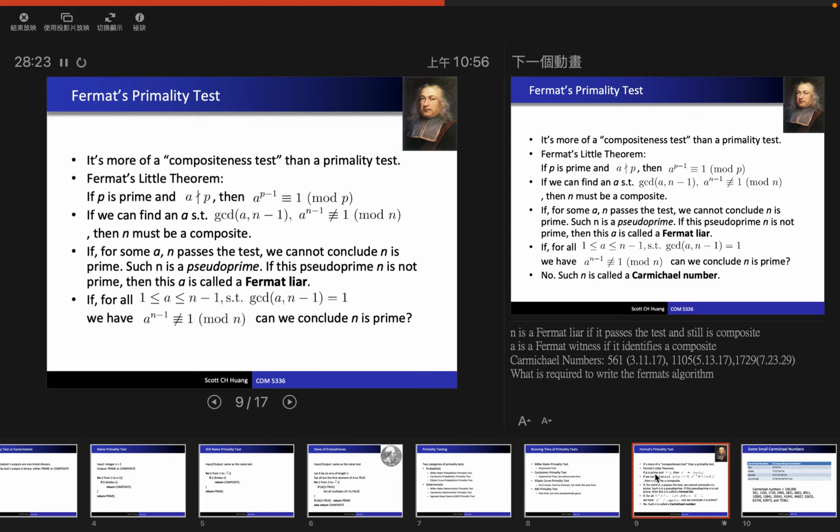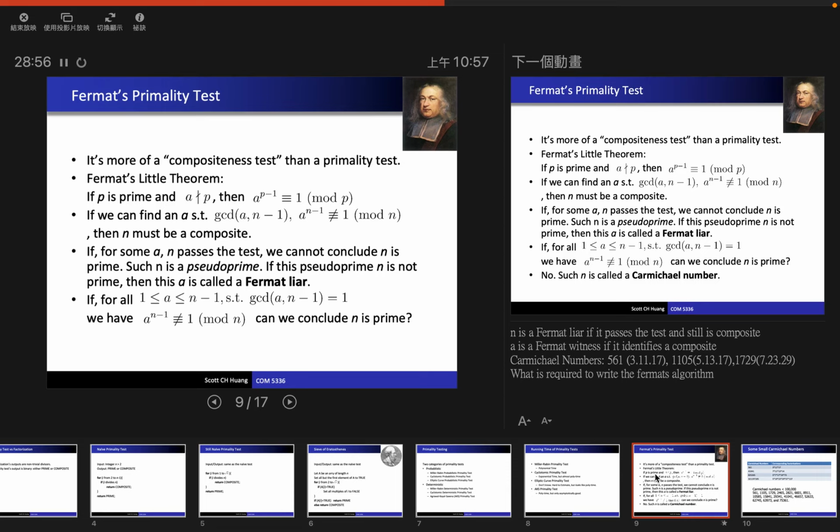And there are worse cases. Since we cannot conclude it's prime, we call it a pseudoprime. But in many cases, pseudoprimes can be composites. In that case, this a is called a Fermat liar. So this is a liar. It doesn't tell you the truth. It's a Fermat liar.